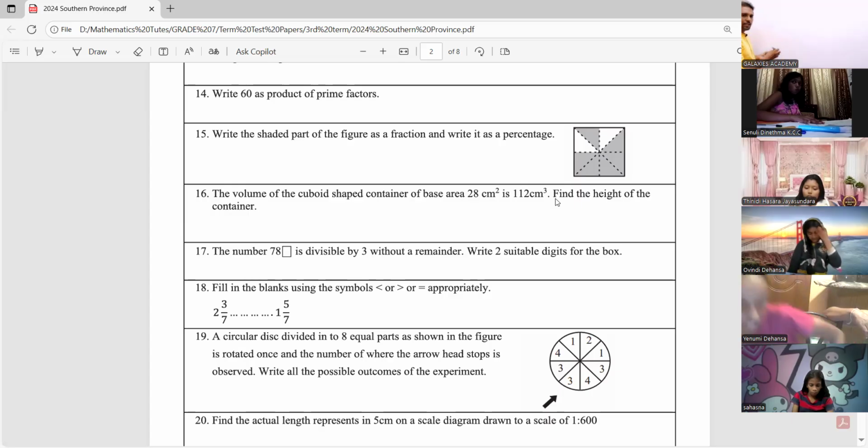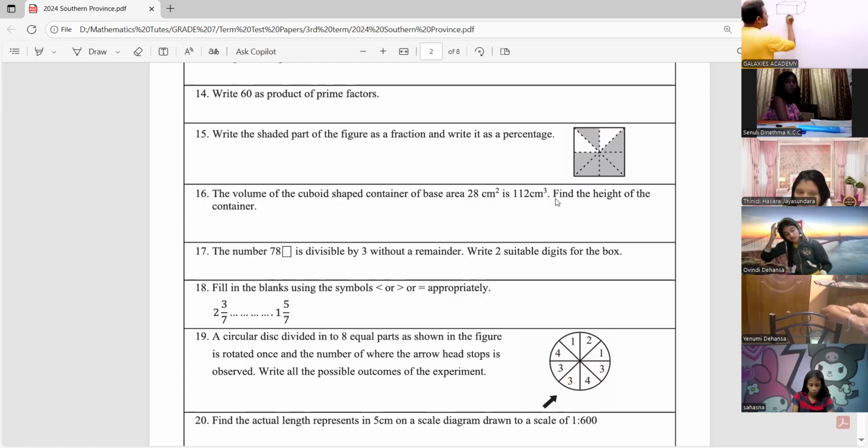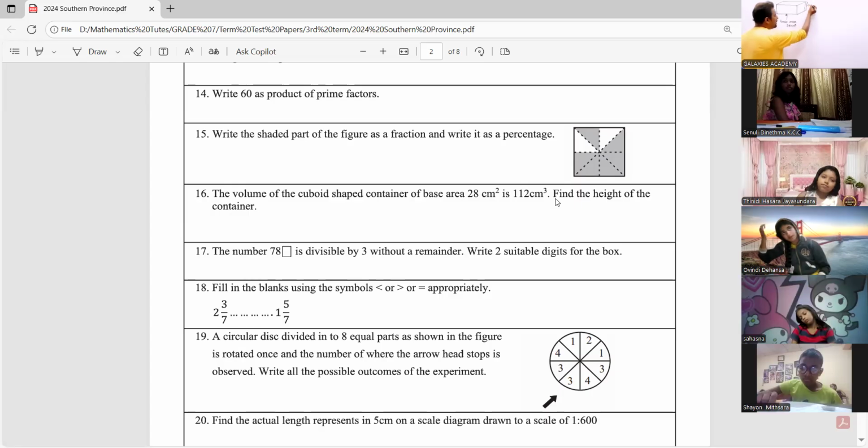The container is cuboid shape. Then this container's base area is given as 28 square centimeters. We don't know the height. I will mark it as simple h. Then also the volume is given, 112 cubic centimeters. Then you have to find the height of this container. Right. What can you do?